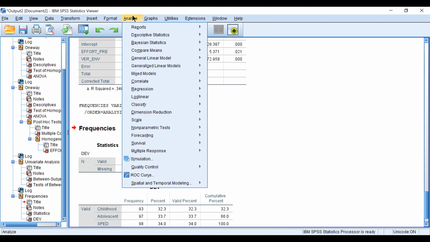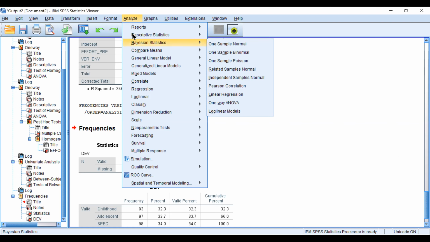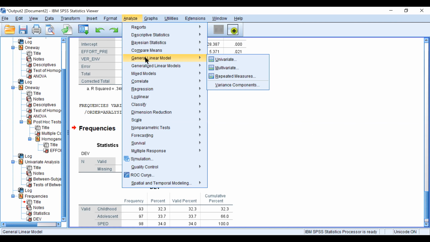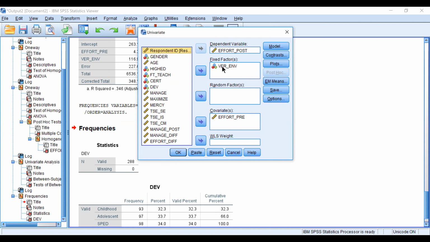So to answer that, we are going to go into the general linear model, and we're going to look for univariate because we're still only trying to predict one dependent variable. But we have another fixed factor, and that is the developmental level of our students. I'm going to take out the covariate for this, just because the covariate will make the results a little bit messy. And I don't particularly want to deal with that for the sake of this presentation.